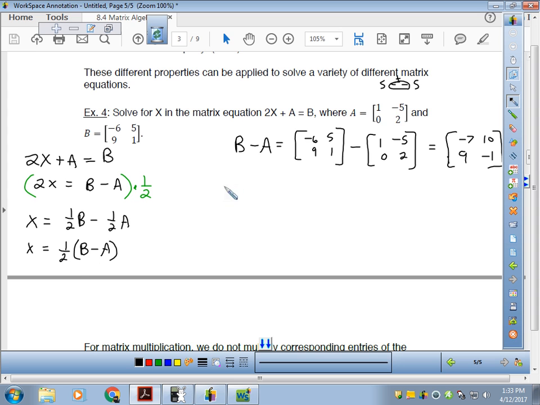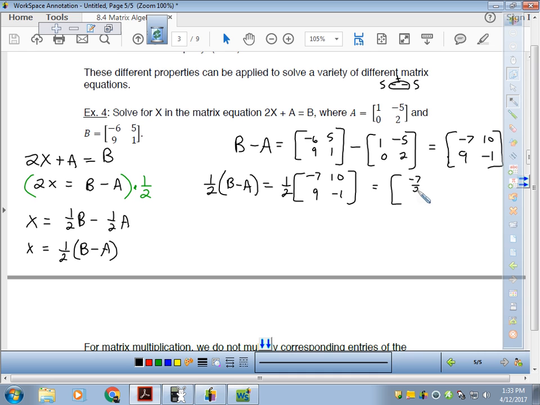We still need to do 1/2 times that, so we're going to do 1/2 times B minus A. So that means we have 1/2 times this matrix we just found. -7, 10, 9, -1. Distribute the scalar of 1/2 into the matrix. You get -7/2, 5, 9/2, and -1/2. And so that's what matrix X would equal, that matrix right there. Okay, so you do a little bit of algebra to solve for what you're looking for, and then you just do a little bit of matrix math to get your answer. So it's not too bad.